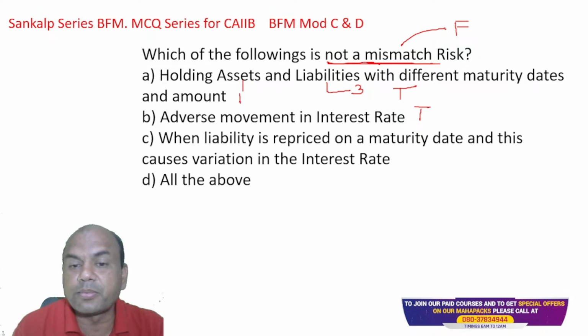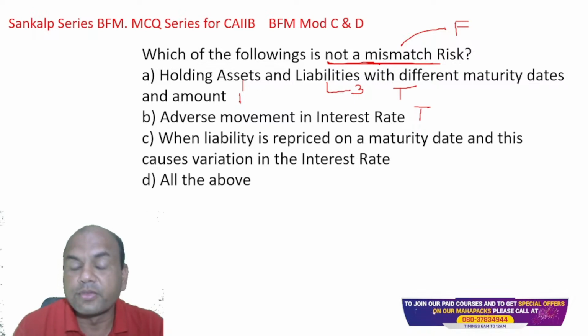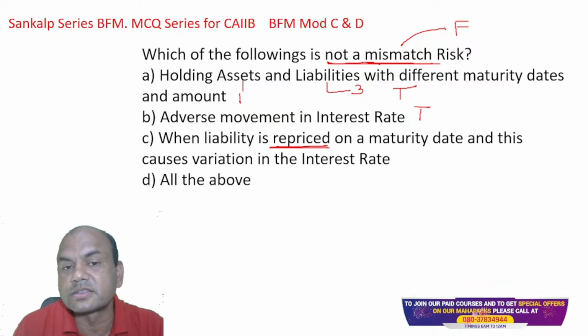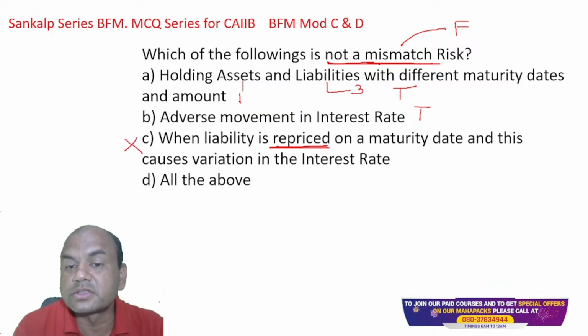What about C? When liability is repriced on the maturity date, this causes variation in the interest rates. So when liability is repriced, see, this is known as repricing, reinvestment risk, repricing risk. So this is not a part of mismatch. This is false. This is a reinvestment risk. Okay.